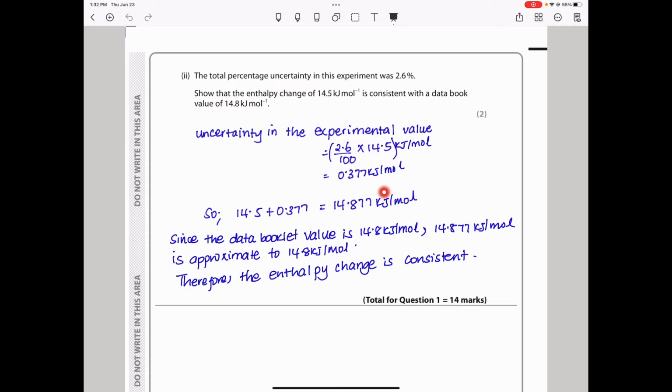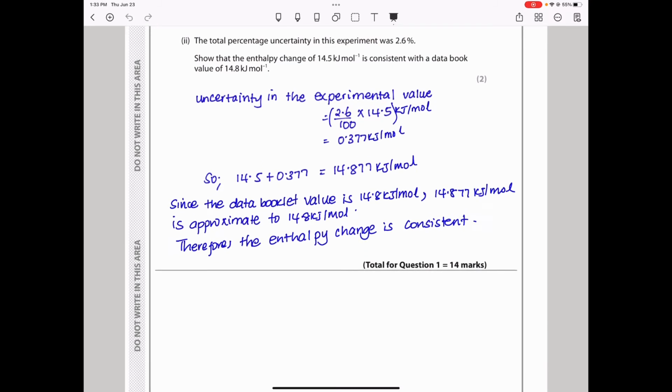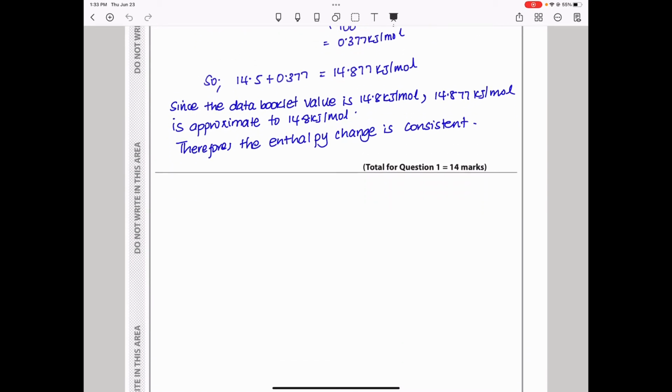And since this value here is almost approximated to the data booklet value, we can assume that the enthalpy change is actually consistent. So I said here, since the data booklet value is consistent, and that is approximately the same as this. So basically this is the data booklet value, while this is approximated to that, we can confirm that the change is consistent. This brings us to the end of question 1. I will move on to question 2.